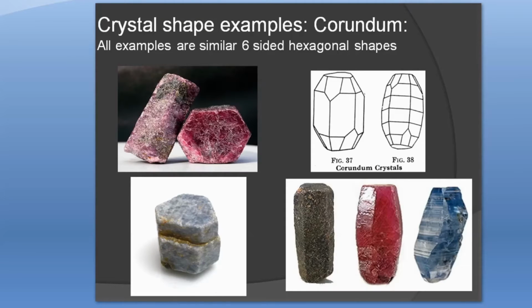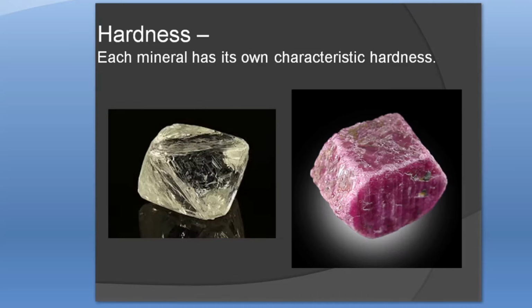Here's a shape, a corundum, which is ruby or sapphire. You can see it's a hexagonal shape. When you look down the crystal, you get this six-sided shape if you get a good crystal, and then usually a fairly flat termination on either end of the crystal. But again, these crystal shapes can tell you a lot.